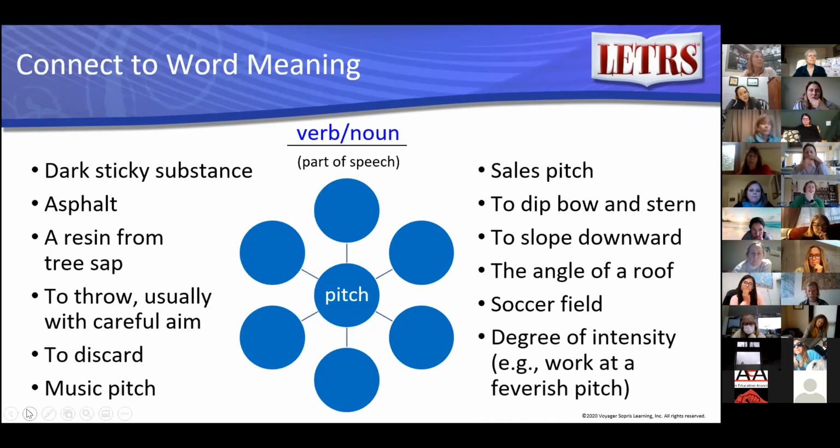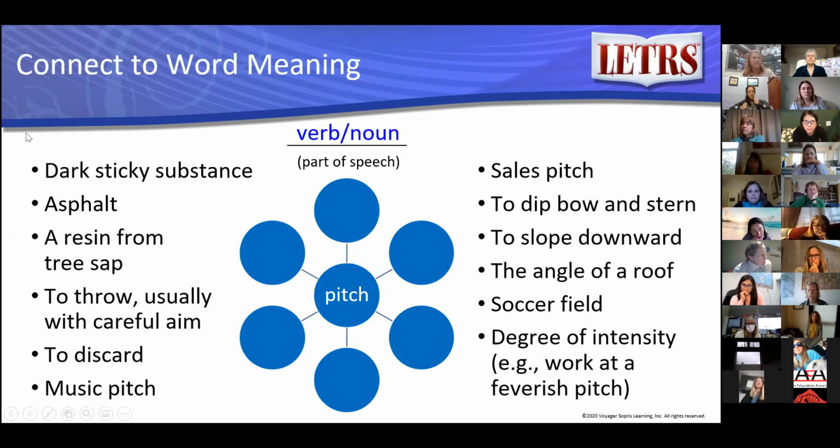You could probably spend another segment of your lesson really talking about all of those. Perhaps it's going to lead into a decodable text that you're reading, so you might feature that one. In this case, it's throwing, and so I would talk about that one.